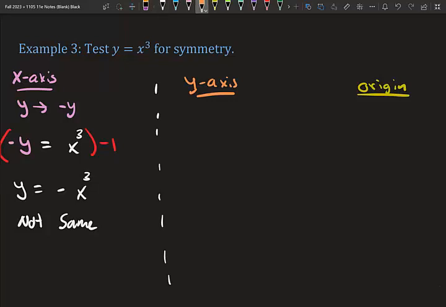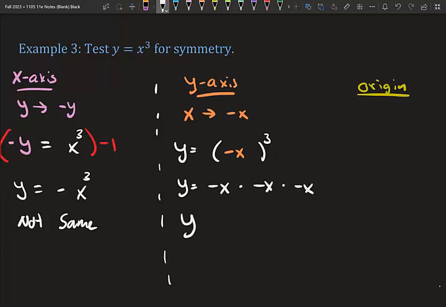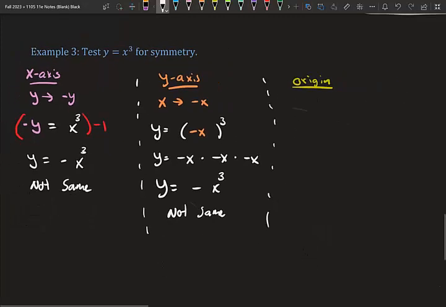Okay, for the y-axis, something needs to be negative for symmetry. What's the opposite of y? X. So x needs to be negative. So let's do that. We have y equals blank cubed, and in that blank we're plugging in negative x. Don't forget, this is technically negative x times negative x times negative x. So we're actually left with negative x cubed. That's not the same either. Alright, let's move on to our origin.